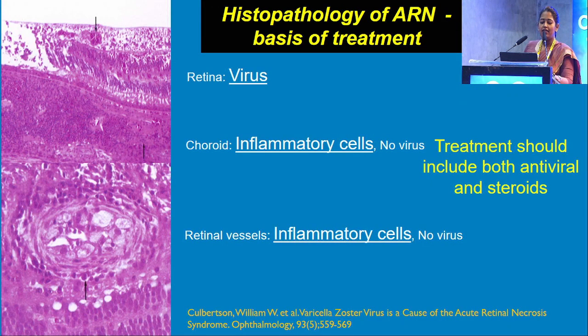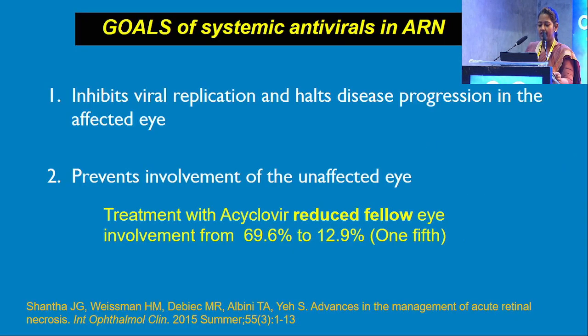So the viruses are there at the retina and the retinal pigment epithelium, but not in the choroid and the optic nerve and the endothelium of the vessels. At the endothelium of the vessels and optic nerve, they are mainly inflammatory cells. So it is not just the antiviral, we also need to treat the patient with steroids.